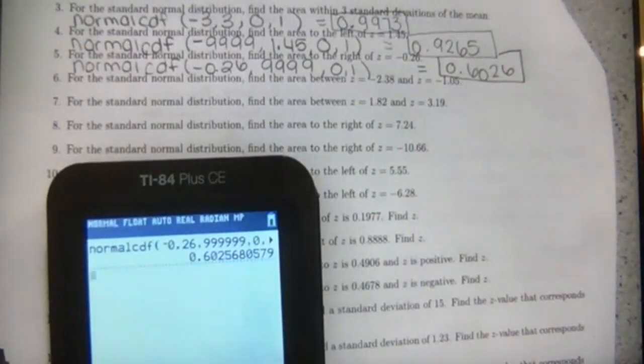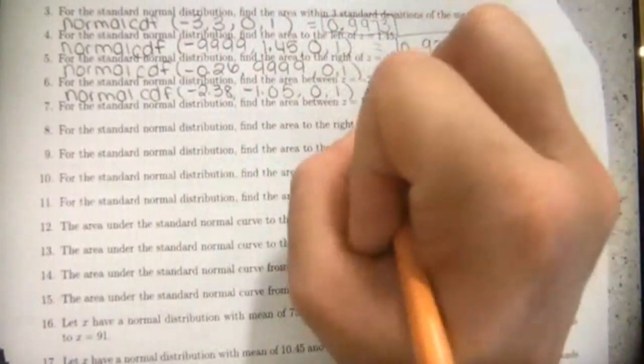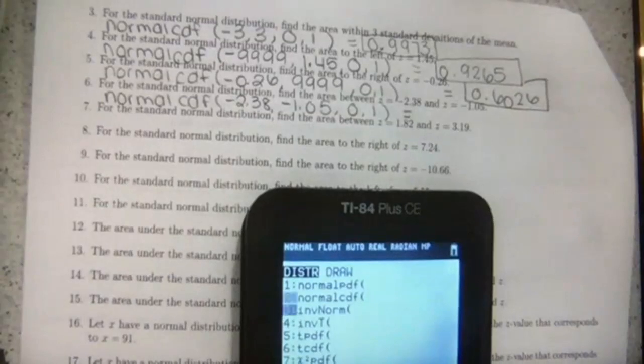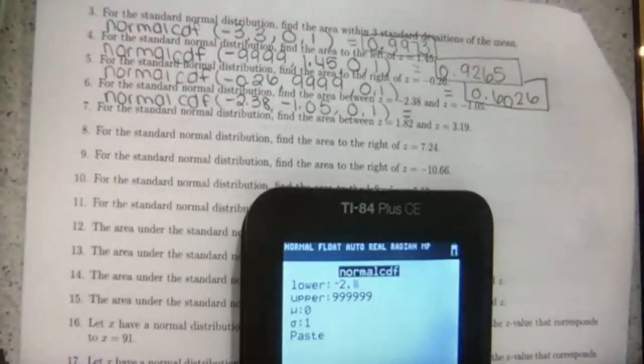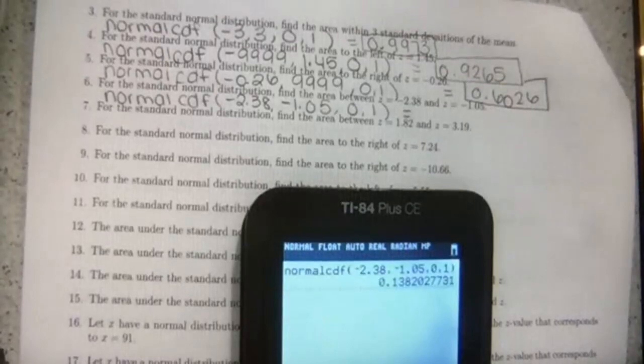Number 6 says for the standard normal distribution, find the area between z equaling -2.38 and z equaling -1.05. So between the two, so we're still doing normal CDF. Our lower limit's that -2.38. Our upper limit's -1.05. Our mean is 0 and our standard deviation is 1. Second vars, normal CDF. Lower limit's -2.38. Upper limit's -1.05. Our mean is 0 and our standard deviation is 1. Should all look the same.